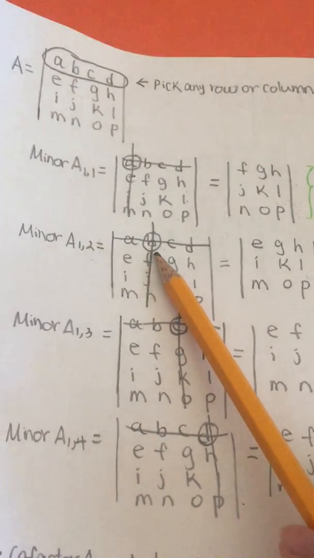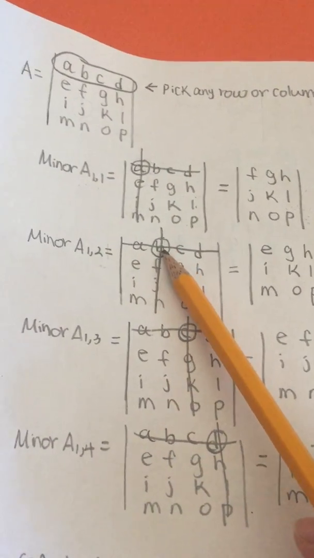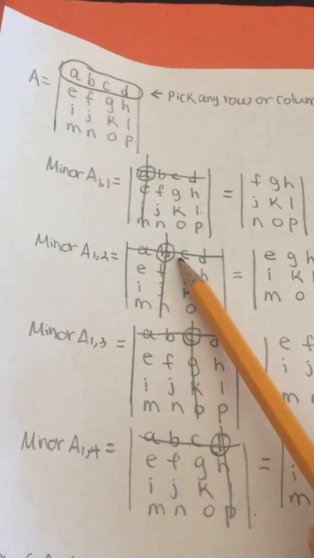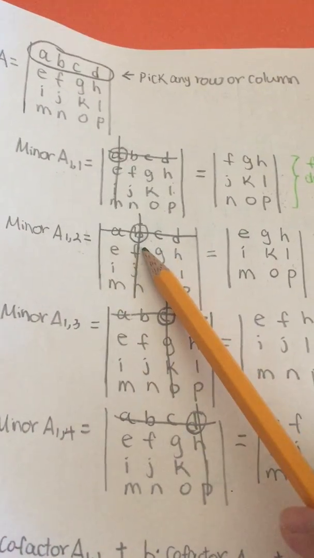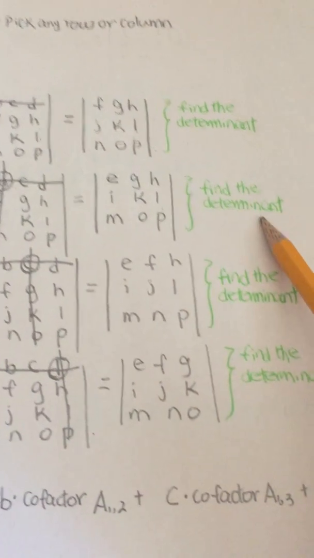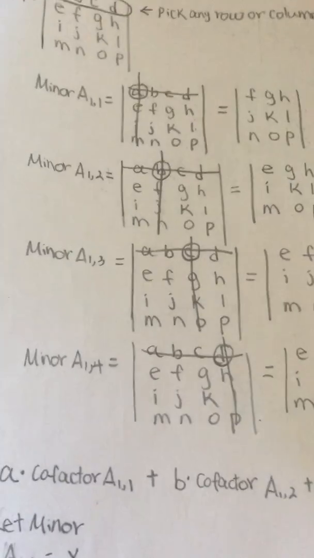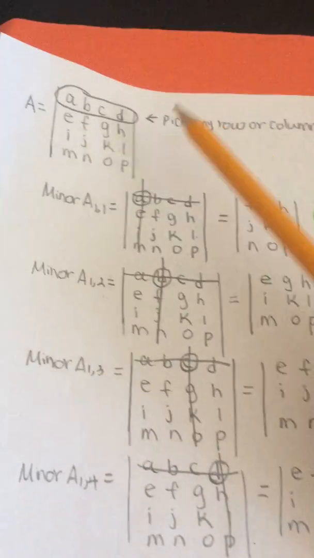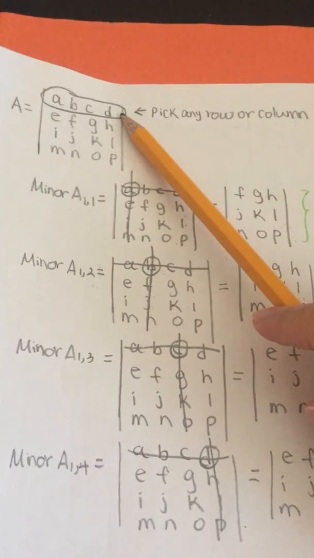For the entry in the 1, 2 position, I will circle this entry, and then I will cross out the row and the column in which this entry is located. And then I write the new matrix here, and then I will find its determinant. And so I keep doing the same. You would do the same thing for all the entries in the row that you picked.